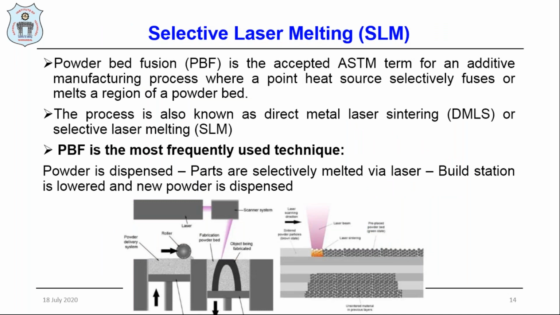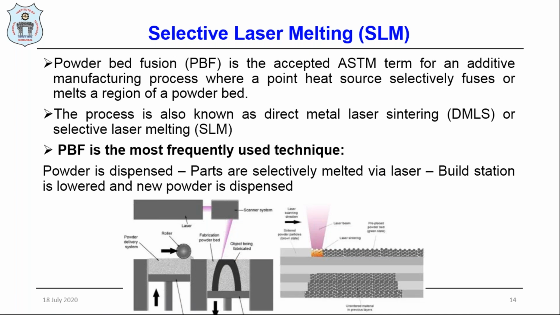And with respect to the selective laser melting process, this is the process which we have already seen in yesterday's lab session. It is accepted under the ASTM F42 standard, and it is also known as direct metal laser sintering, which is most frequently used for fabricating aerospace and medical application components.